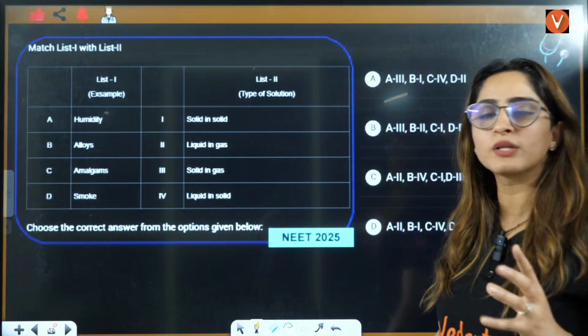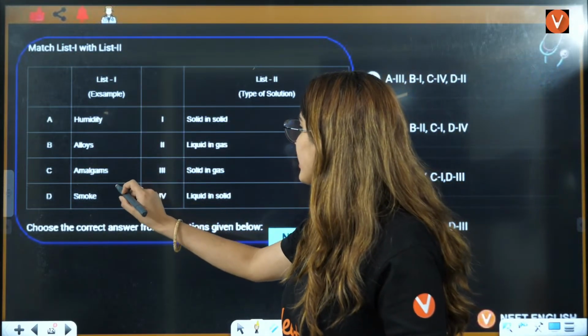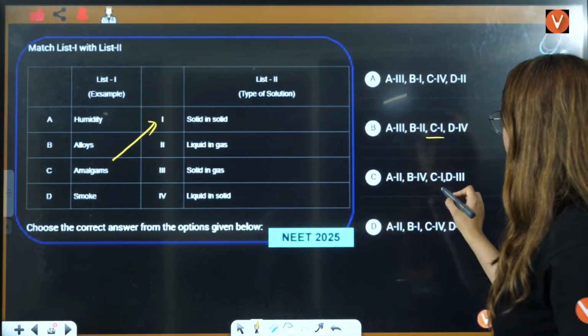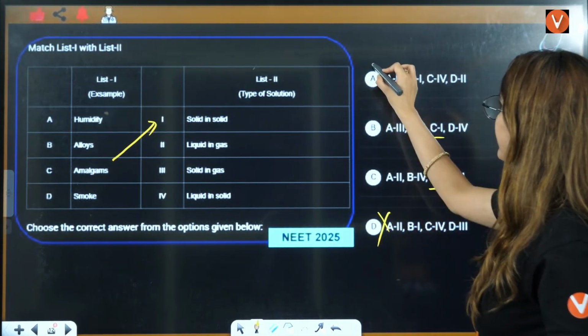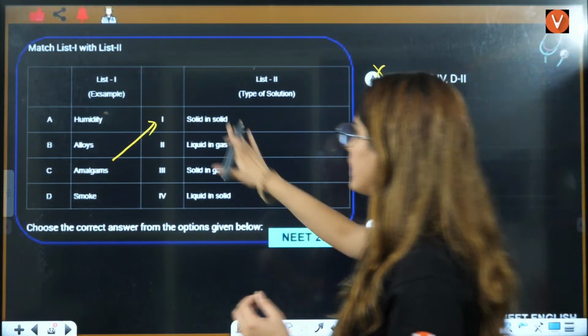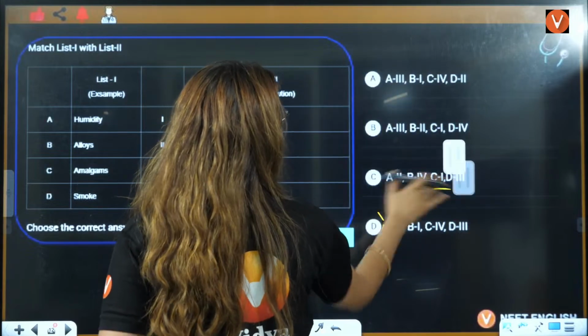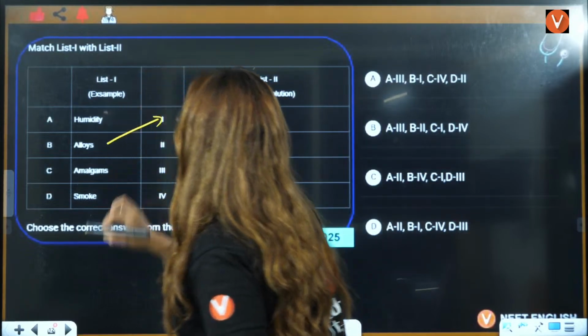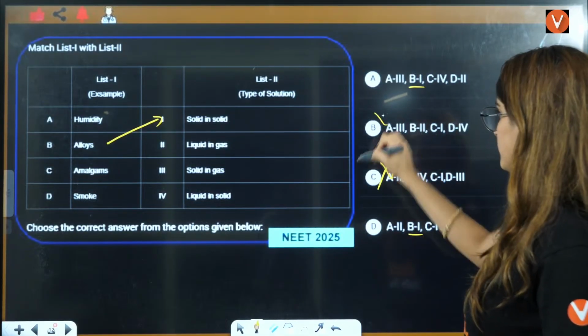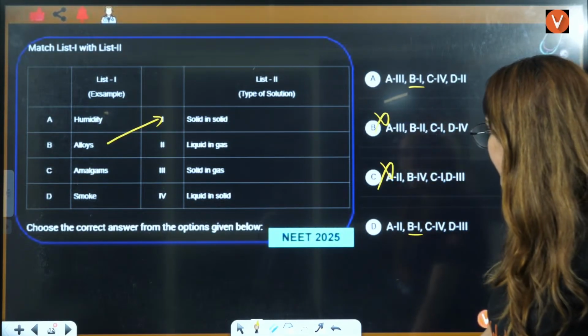Guys, firstly, we know that alloys are solid and solid, right? So we can say C is 1. This is eliminated, this is eliminated. Then you talk about, not C, it will be B is 1. Wait a minute, my mistake. It will be B is 1, right? So C and B are eliminated, right?